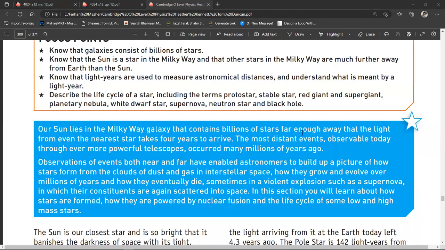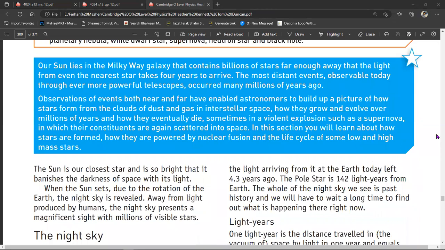Okay, our sun lies in the Milky Way galaxy that contains billions of stars, far enough away that the light from even the nearest star takes 4 years to arrive. The most distant events observable today through ever more powerful telescopes occurred many millions of years ago.